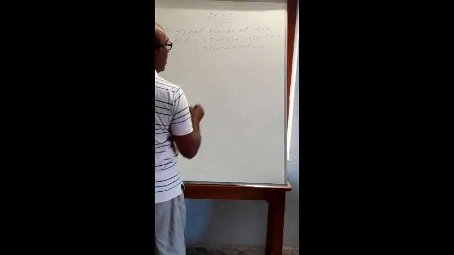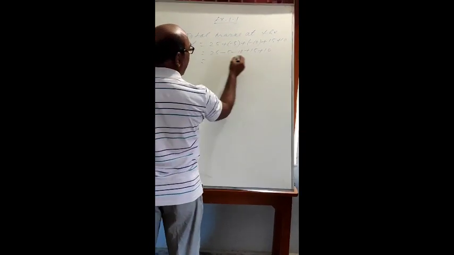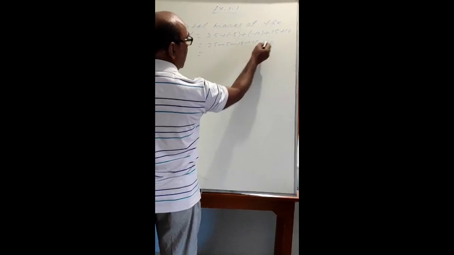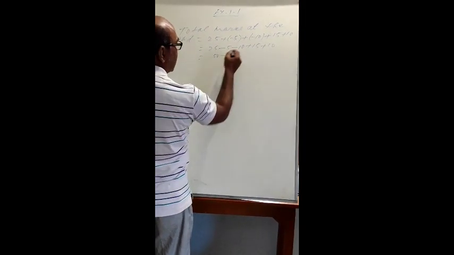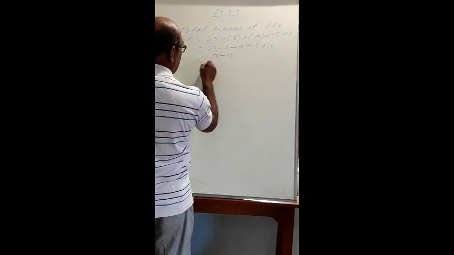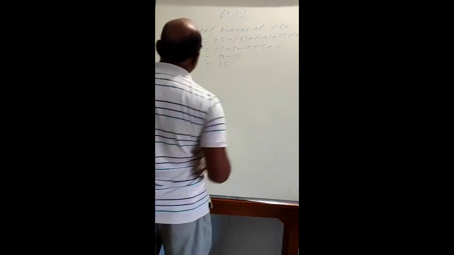Now we add positive signs first. 25, 15, 40, plus 10, 50. 50 minus 5 and minus 10 minus 15. This equals 35. This is the answer of question number 2.